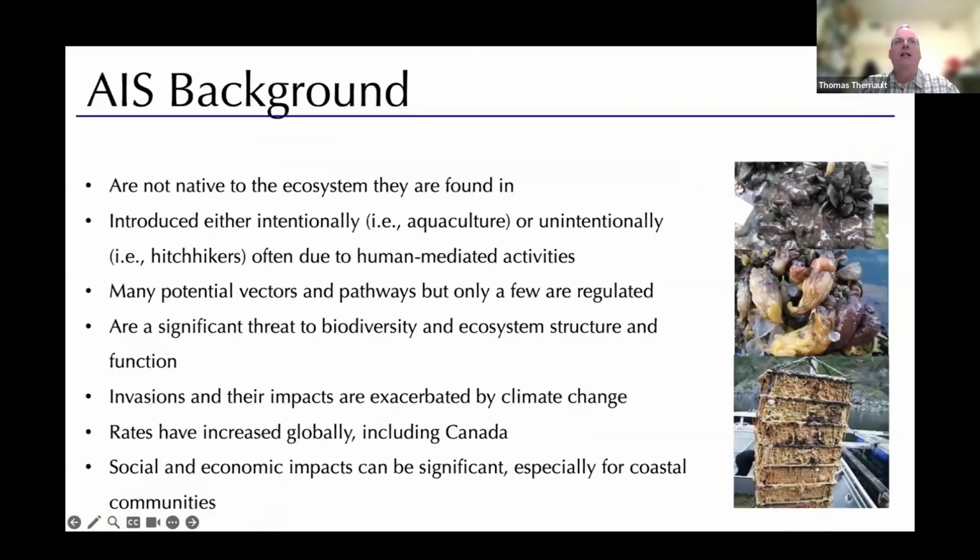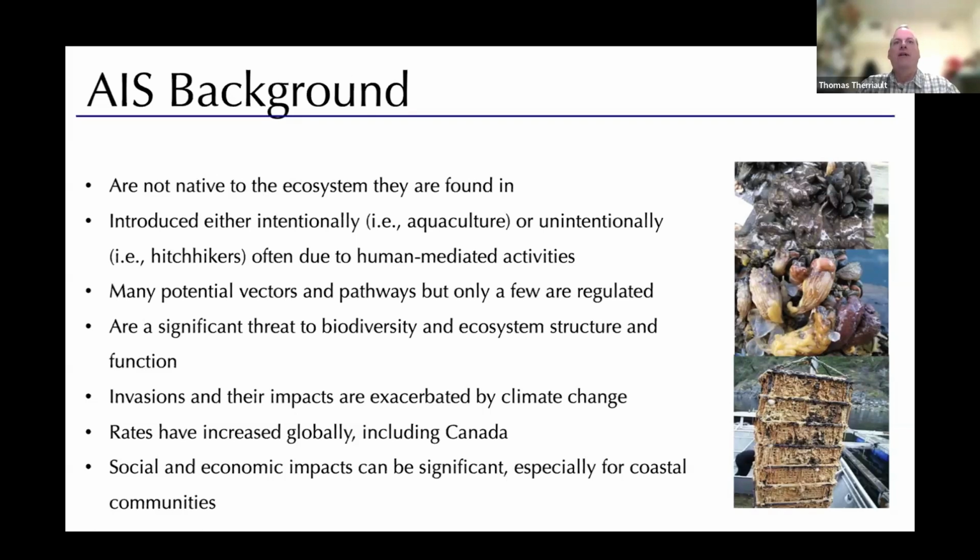I'm going to give you a bit of an overview of why we care about aquatic invasive species. They're typically not native to the ecosystem in which they're found. They can be introduced either intentionally, say through stocking or aquaculture activities, or more often unintentionally as hitchhikers, associated with a number of human-mediated activities, especially in our high-use coastal zone. There's a large number of ways that species can be introduced to an area, and unfortunately, only a few of these are regulated, thinking of international ballast water, for example.